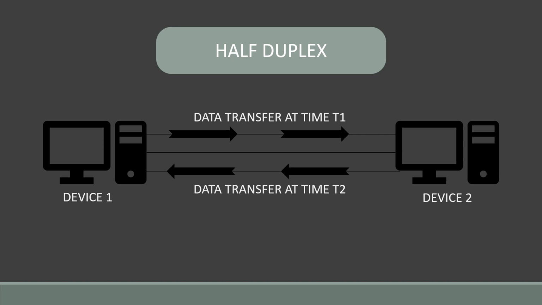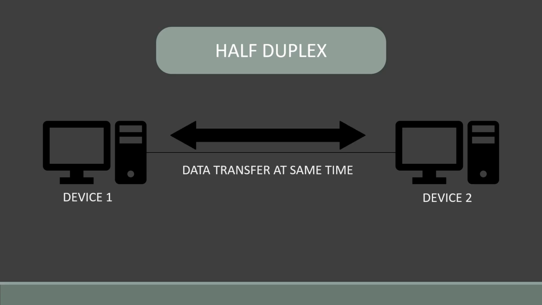Now talking about disadvantages, communication can be slower due to the need for devices to take turns. It can take many hours to transfer a single file from device 1 to device 2 and then device 2 to device 1. So it can take a lot of hours. This is the main drawback of half duplex.